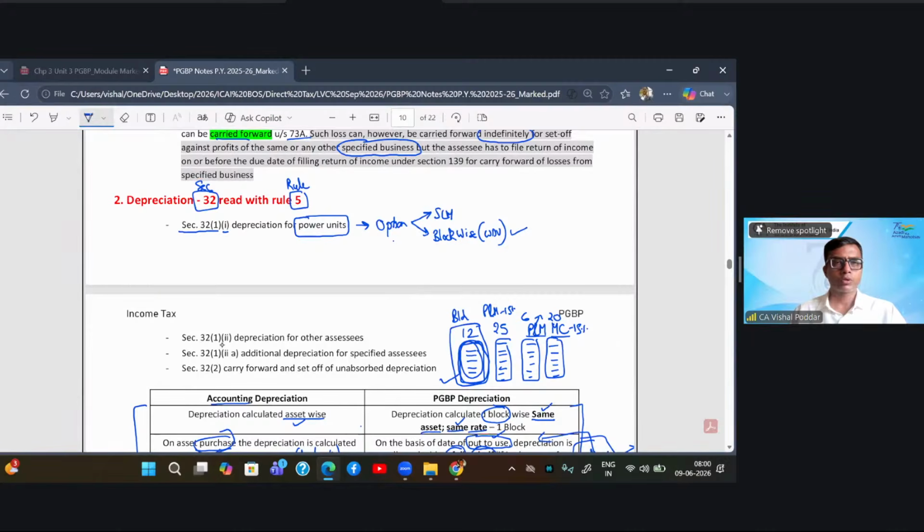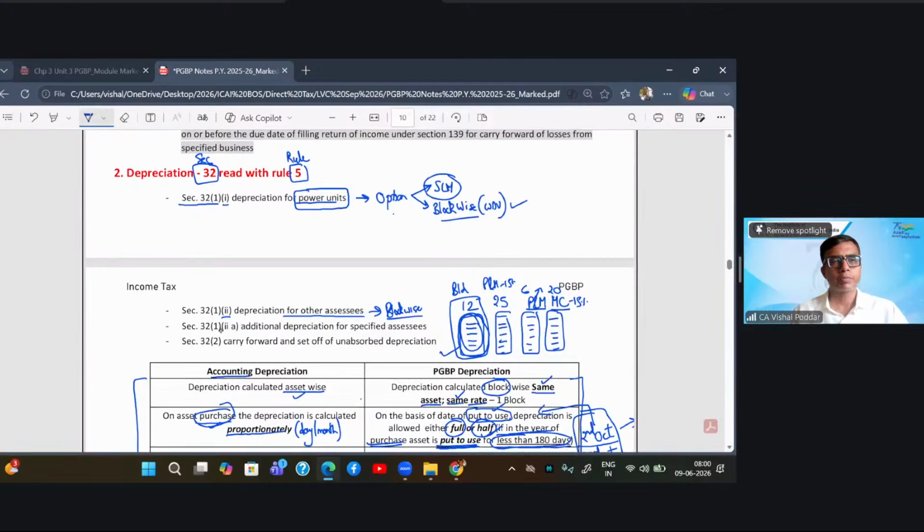Why? Because clause 2 says that for depreciation of all other assessees, you have only one approach, which is block wise. But only if you are a power generating unit that is into electricity business, we will give you a choice of SLM. So this part is mainly theoretical. We'll study that later. We are dealing with right now this, which is applicable to everyone.